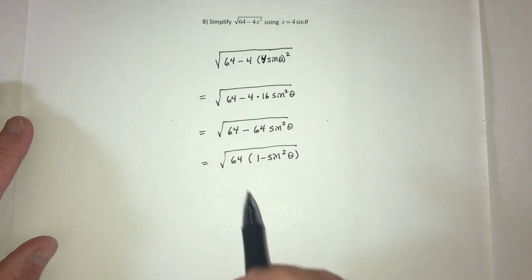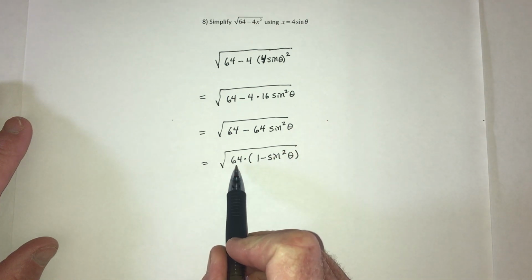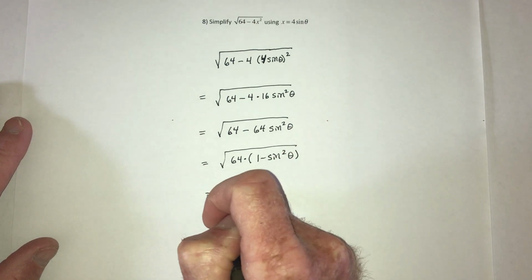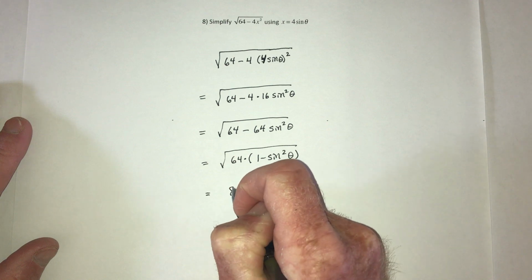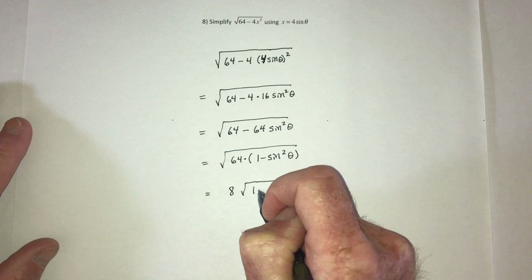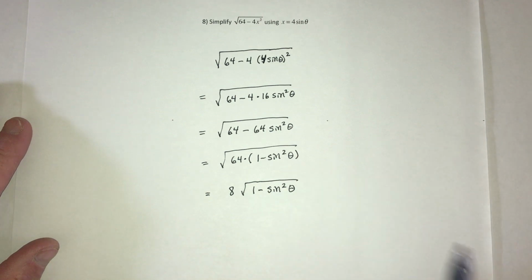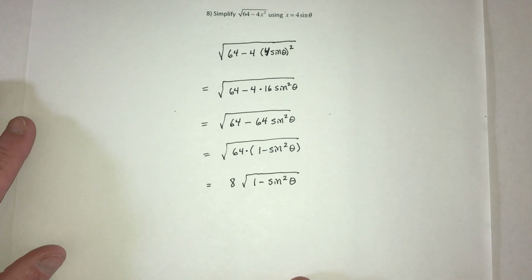All right, now that this right here is multiplication, you can take the square root of 64. 8 times 8 is 64, so the square root of 64 is 8. And we're almost done. So I factored out, or took the square root of the 64, that's on the outside.